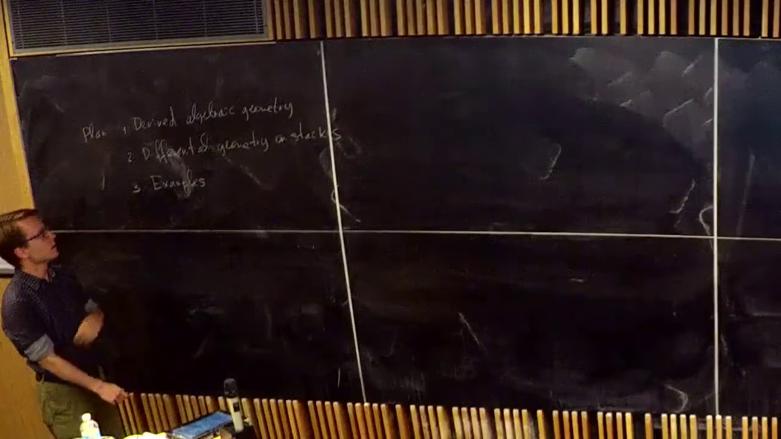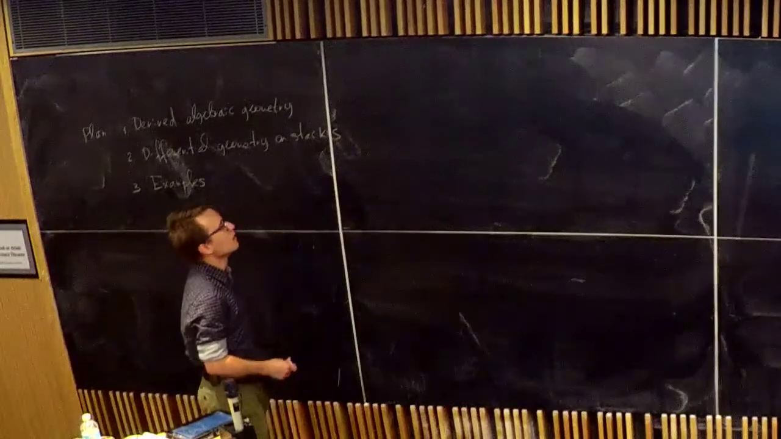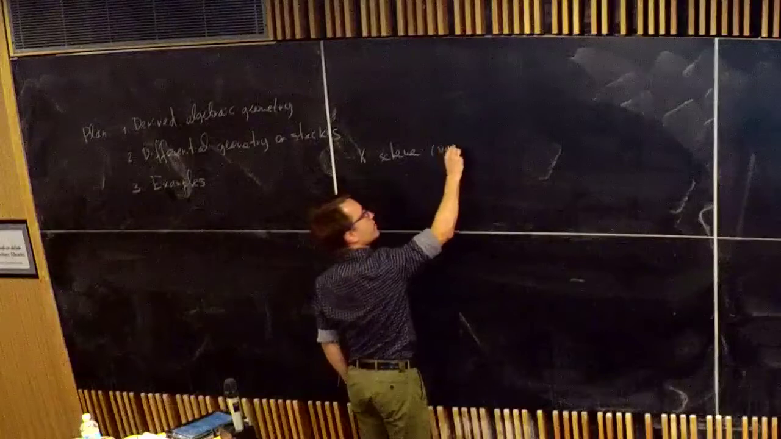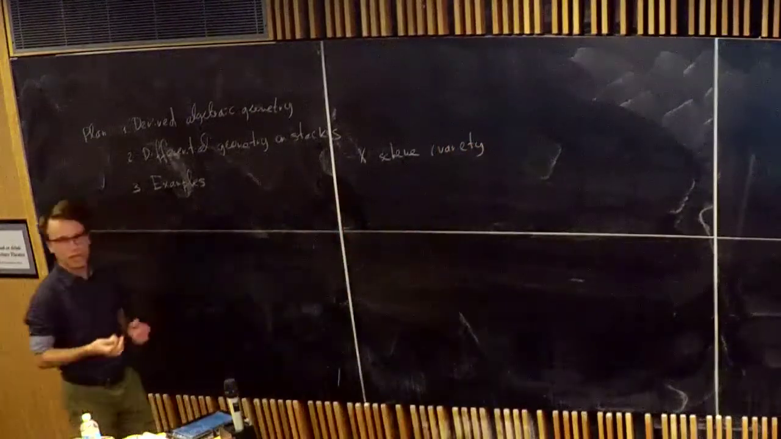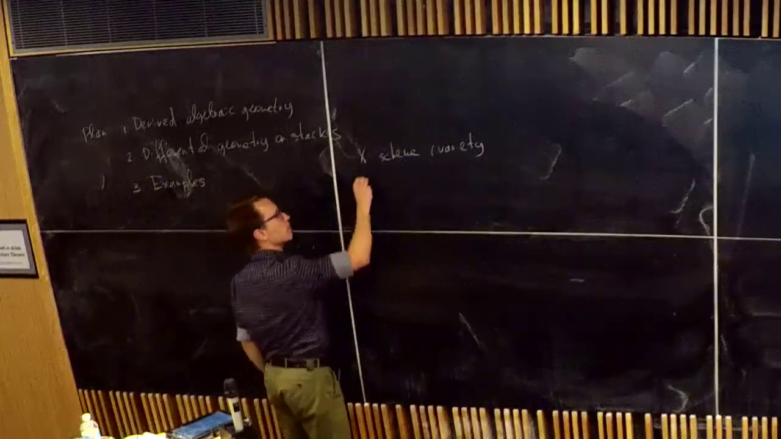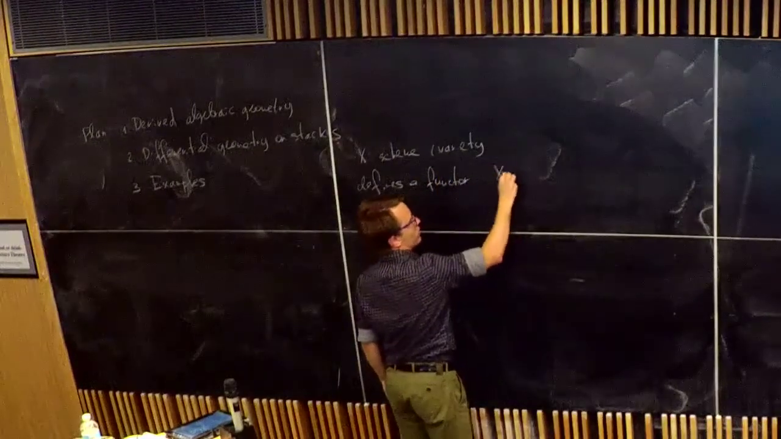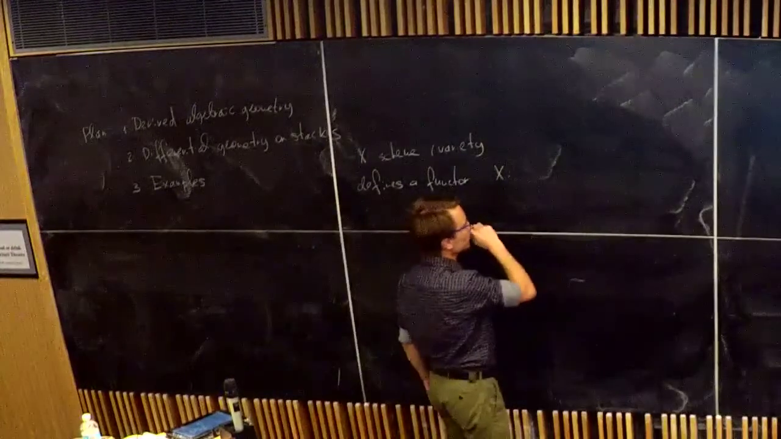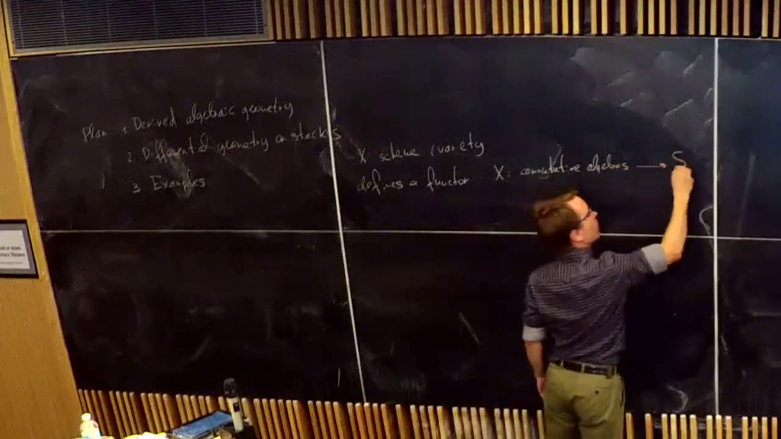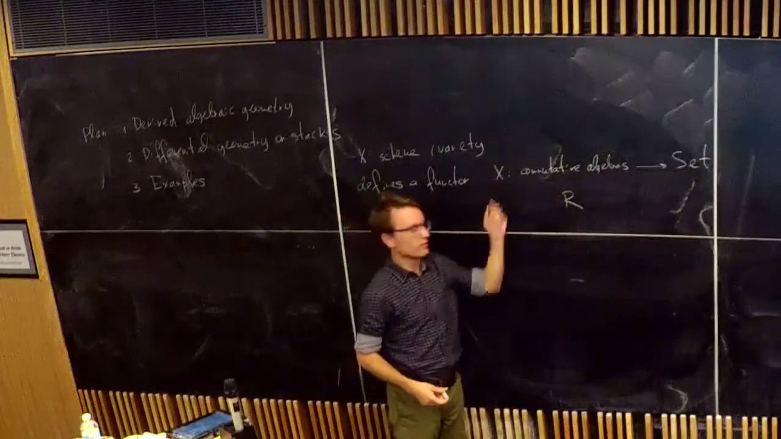Okay, so let me begin by saying a few words about derived algebraic geometry and what it is exactly that I'm talking about. Okay, so let's say X is a scheme, or maybe some variety, or maybe just a polynomial equation. Then from this object, you can naturally extract a functor. So it defines a functor, which I'll denote by the same letter, X, from commutative algebras to sets. And in a sense, a commutative algebra R goes to the set of R points of X.